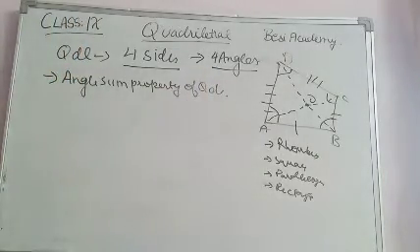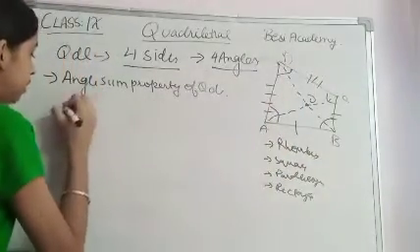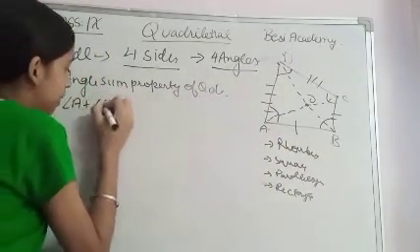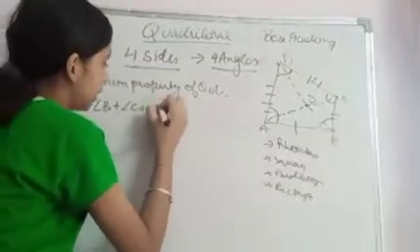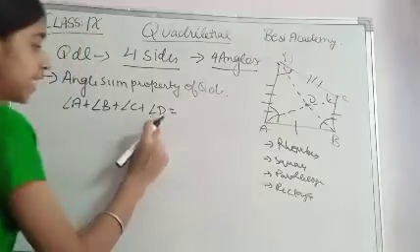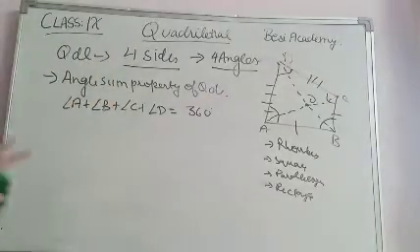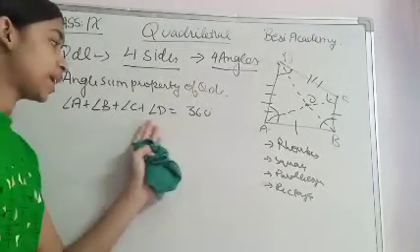So in this chapter, the first topic is the angle sum property of quadrilateral. Everyone knows that a quadrilateral has four angles and four sides. So the sum of the four angles A, B, C, D: angle A plus angle B plus angle C plus angle D. In the angle sum property, we need to prove that angle A plus angle B plus angle C plus angle D is 360 degrees.